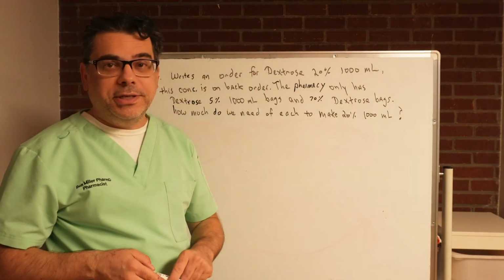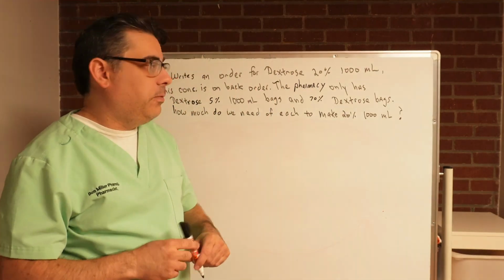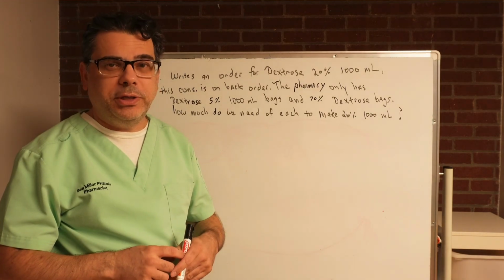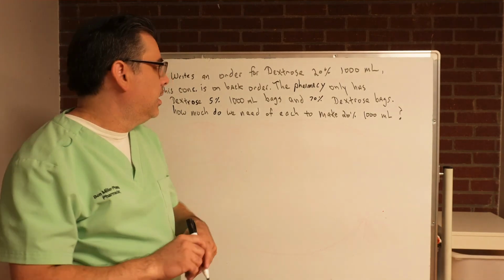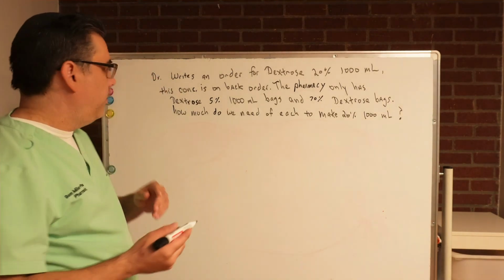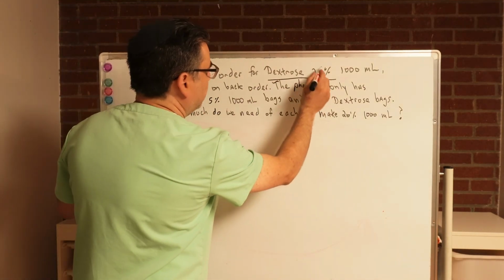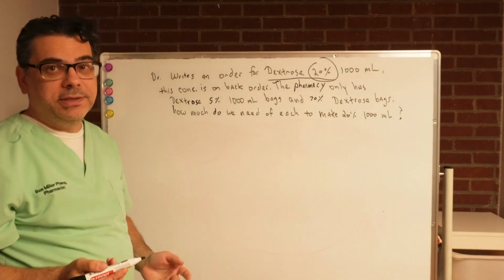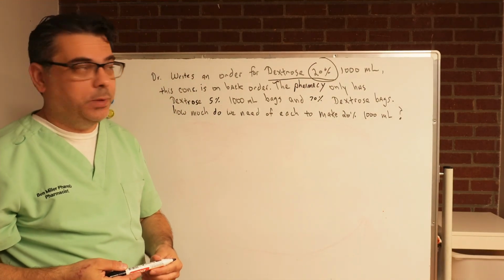I like alligations because we use them in real life. We had a shortage on dextrose 20% bags a couple of years ago. A doctor wrote an order for dextrose 20%. Sometimes you'll see it as D20, dextrose 20%.